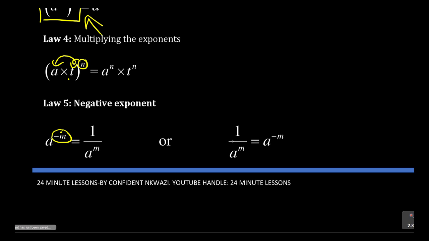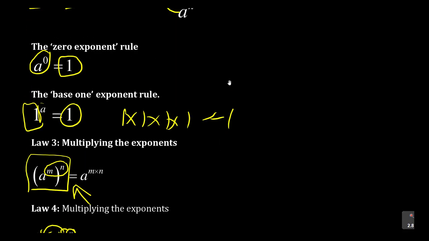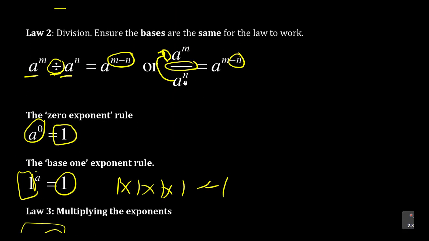Or the opposite is true. If I want to take it to the top, I introduce a what? A negative. It's similar to this guy here. It's one and the same thing here. You see, a goes to the top, a^n. The n changes to become a negative. So it's actually this law in isolation.